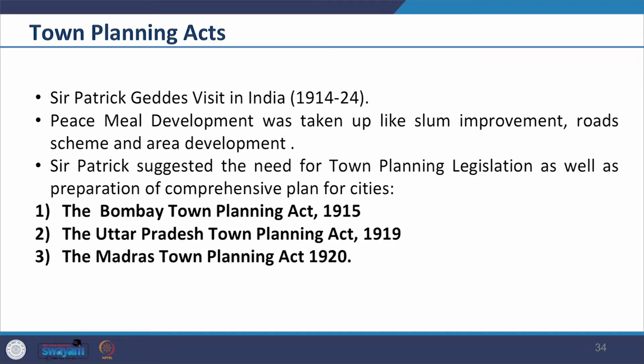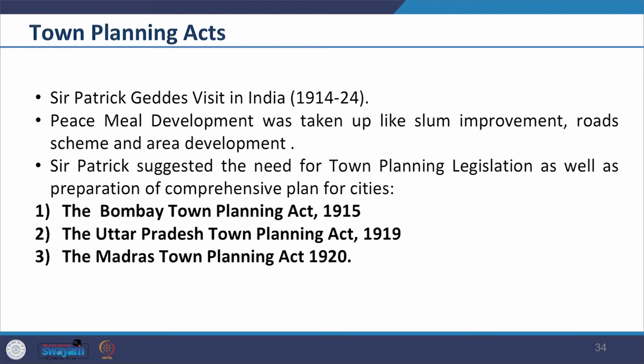Further, we see as per Planning Perspectives in 2013, the Bombay City Improvement Trust eventually inspired the establishment of similar trusts in other Indian cities, initially in Kolkata in 1911, then notably in Kanpur in 1919, then in Lahore in 1936 and Delhi in 1937. Further in the timeline, we see Sir Patrick Geddes' visit to India from 1914 to 1924. His visit had considerable influence on the practice of town planning.